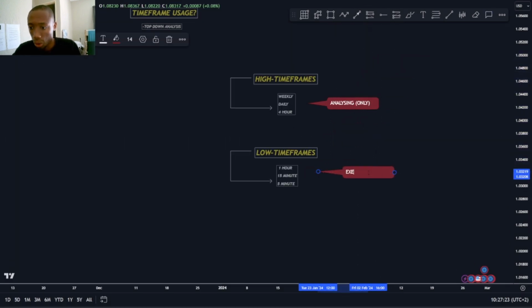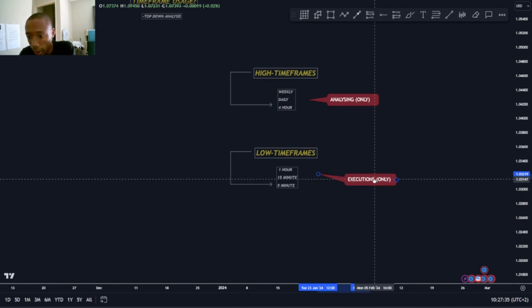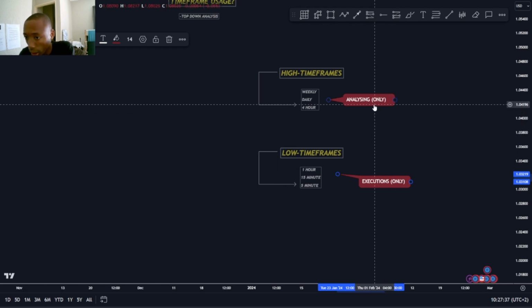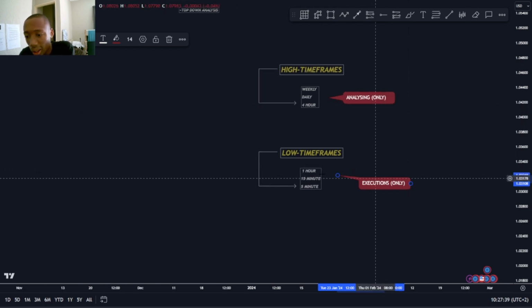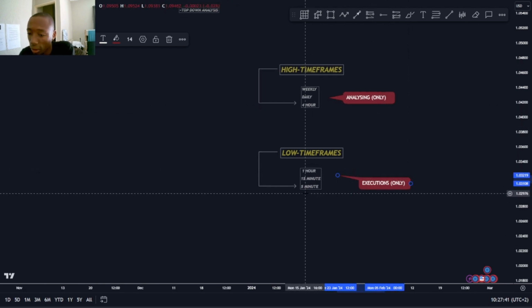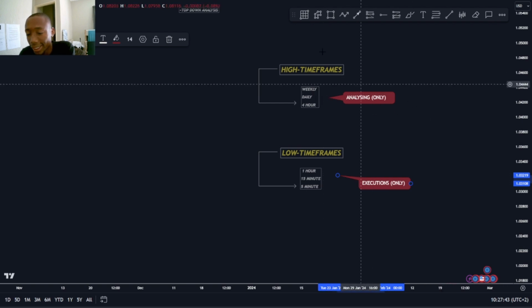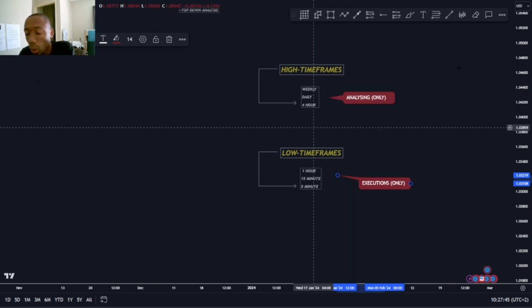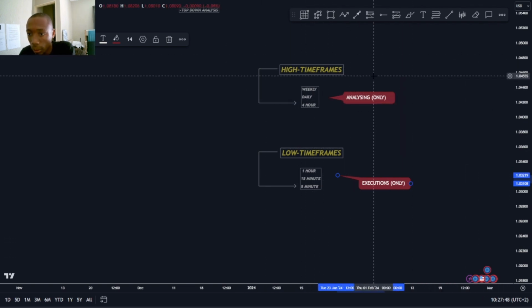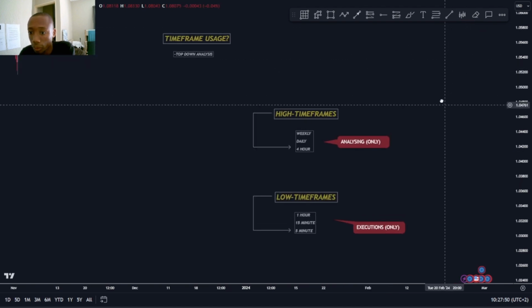for executions, right? Only the execution, which basically means where I enter the market, where I place a buy or sell, right? I'll only place a buy on the 1 hour, the 15-minute, or the 5 minutes. So in essence, these are the only 6 time frames that I use from my day-to-day trading, right?